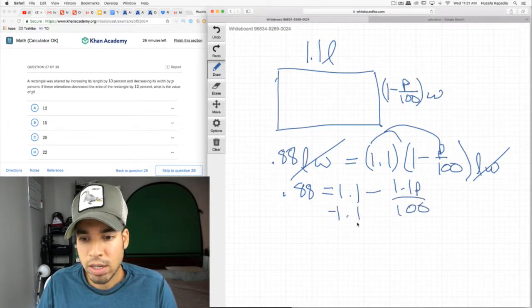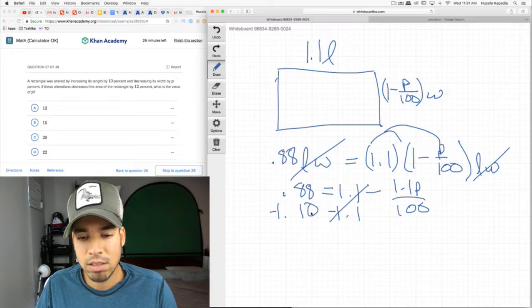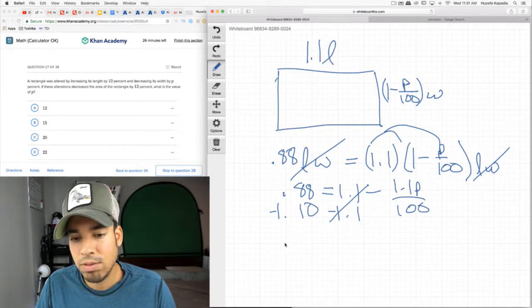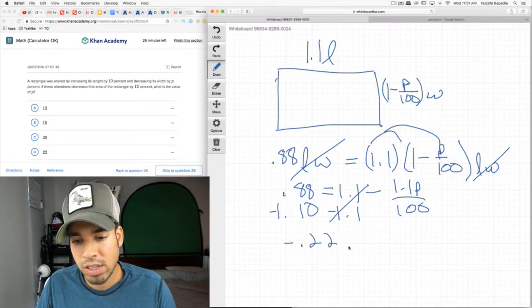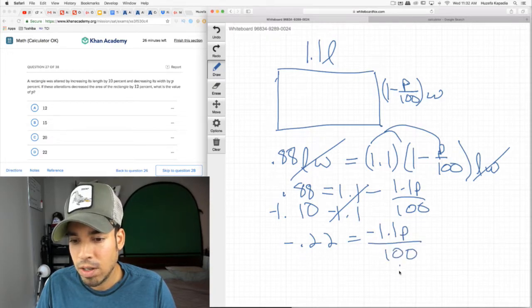We subtract 1.1 from both sides, and we get, hold on, negative 0.22. You can use a calculator for this, but I'm pretty good there. And then since this is minus, this is, oh yeah, negative 1.1p over 100. Multiply both sides by 100, and we get negative 22 equals negative 1.1p.